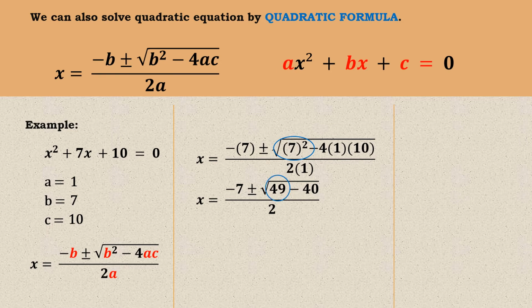That is 49. Next, negative 4 times 1 times 10. That is equal to negative 40. Very good. And last, sa ubos, 2 times 1, that is equal to 2. So next thing is 49 minus 40, that is equal to 9. Very good. And again, what is the square root of 9?